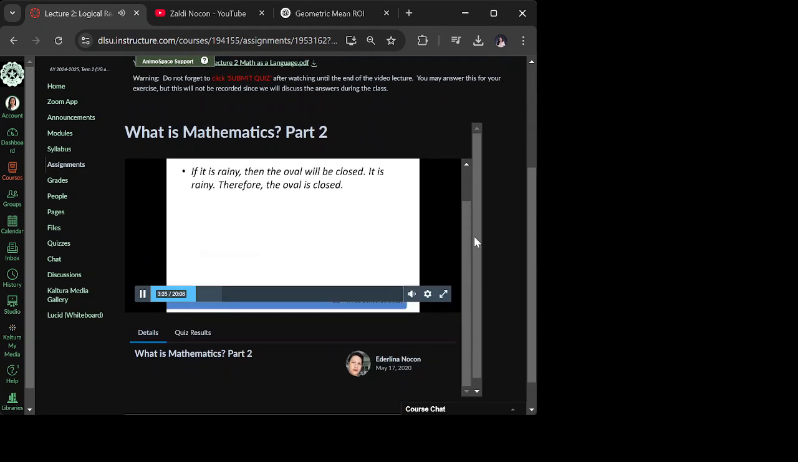If it is rainy, then the oval will be closed. P implies Q, with P being it is rainy, and Q being the oval will be closed. It is rainy. Therefore, the oval is closed. This is valid by modus ponens.